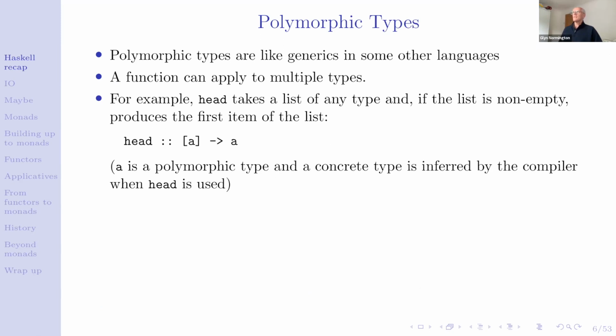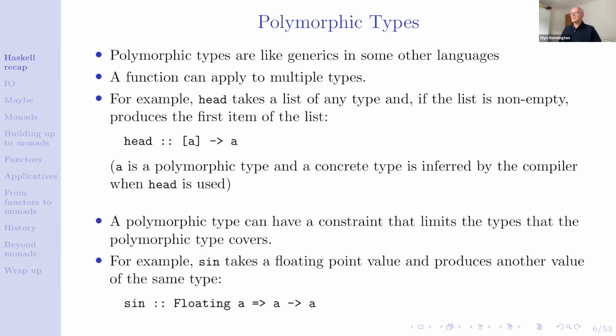And then we get into generics, or polymorphic types, as they're called in Haskell. So it's easy to see this with an example. If you take the head function, head of a list, it takes a list of any type and gives you an item of that type. It can actually fail as well, but that's not in the signature. Lowercase names are used for polymorphic types. And the compiler will fill in the concrete type when head is used in a program.